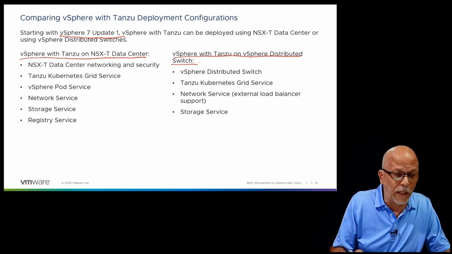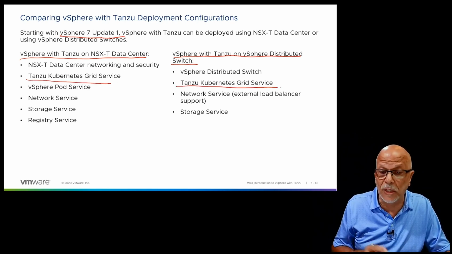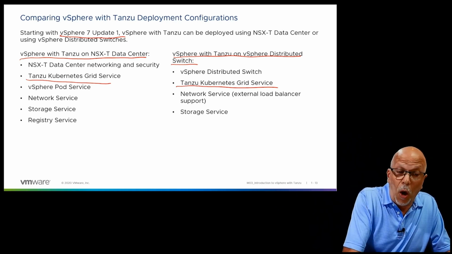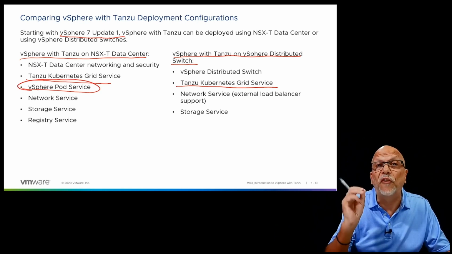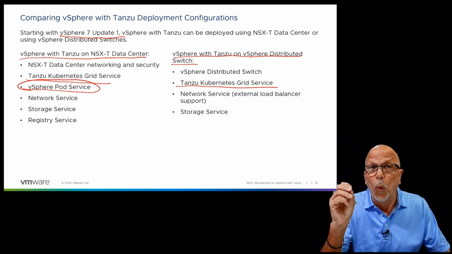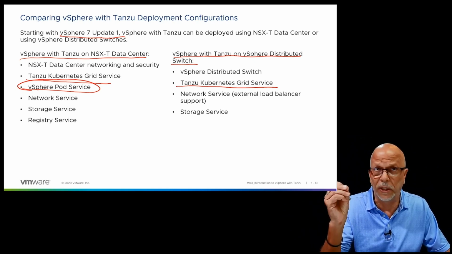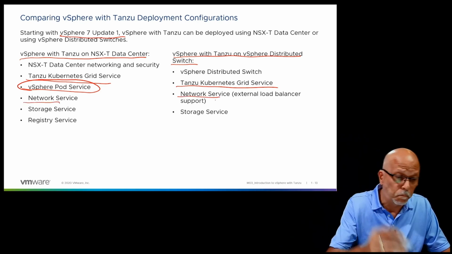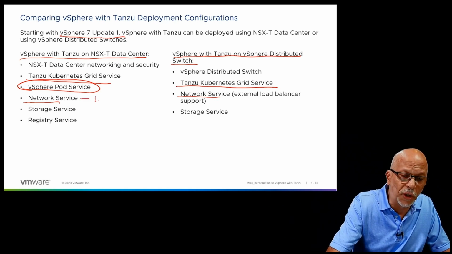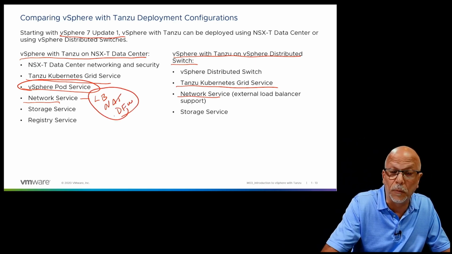Now, as you can see inside here, they both will allow me to run the Tanzu Kubernetes Grid service. When I'm looking at using it with NSXT, this is one of the big features that I get, which we'll explain: we can use the vSphere Pod service. That service is not available when we're using distributed switches. They both support networking services. However, this network service over here is using the NSXT load balancer, NATs, etc., even distributed firewall features.